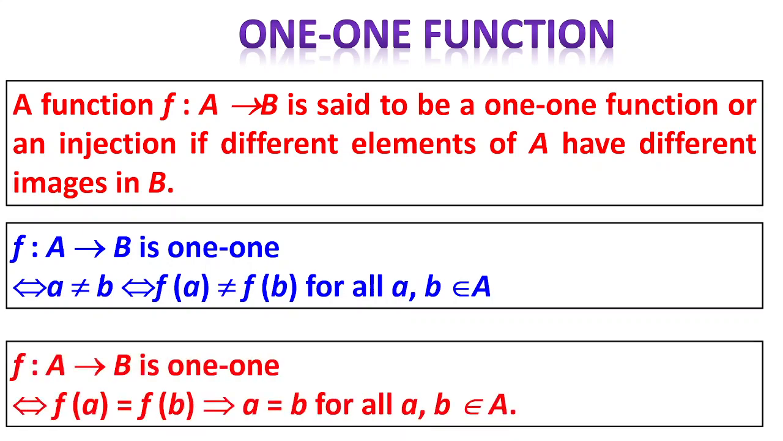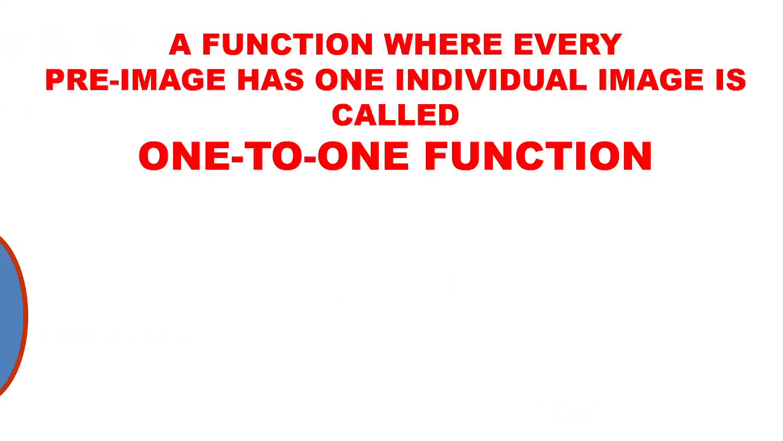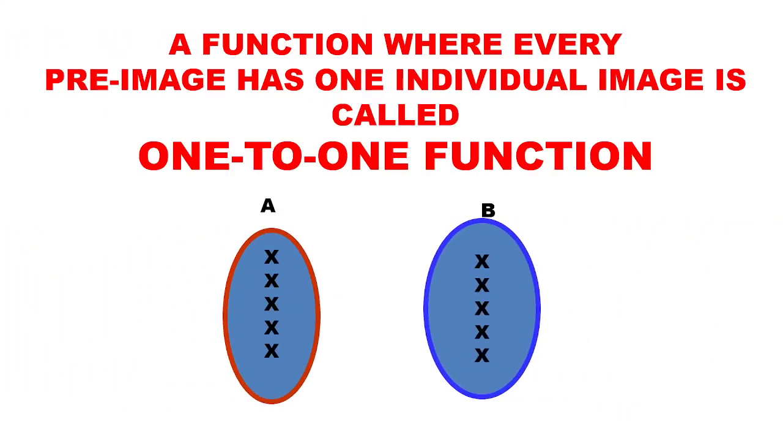Fine. Based on the situation you have to check it out. If f of a is equal to f of b, it will imply a is equal to b. If a is equal to b, it will imply f of a is equal to f of b. If a is not equal to b, f of a will be not equal to f of b. If the pre-images are equal, images should be equal. If the images are equal, pre-images should be equal. That is 1-1.